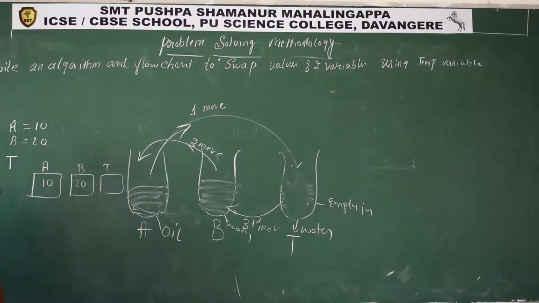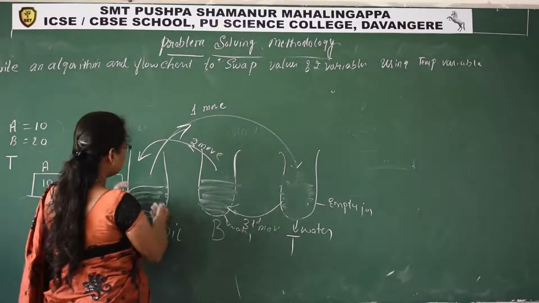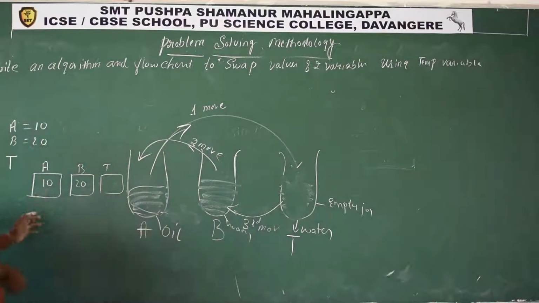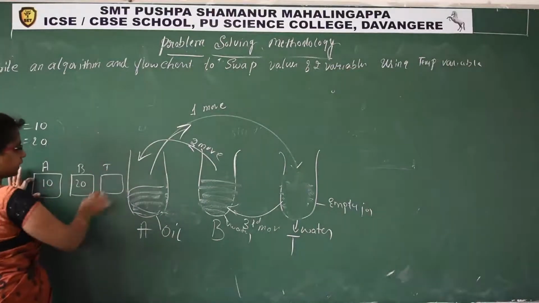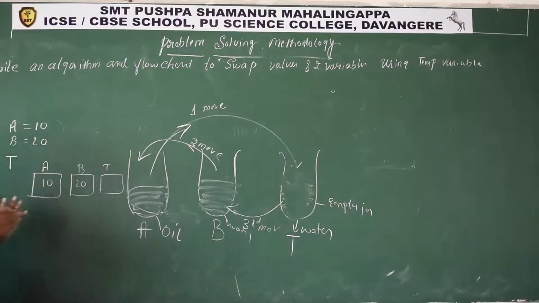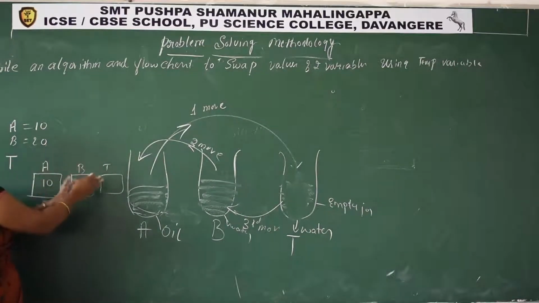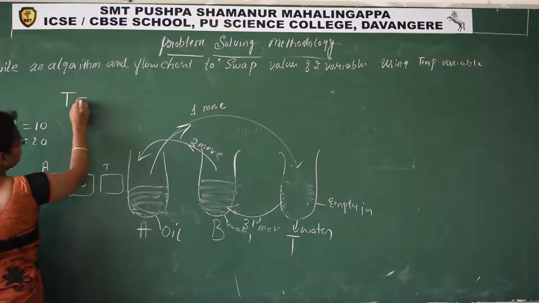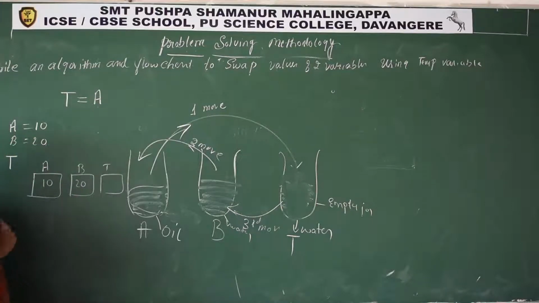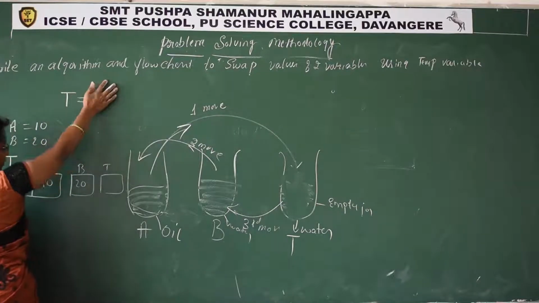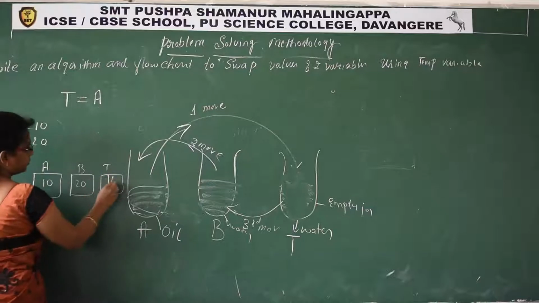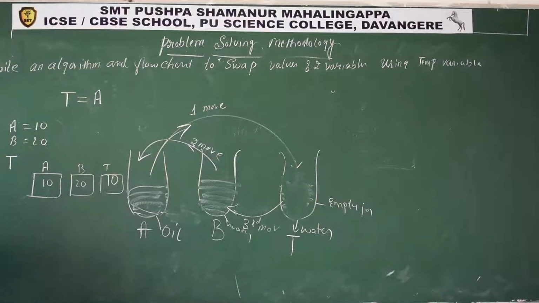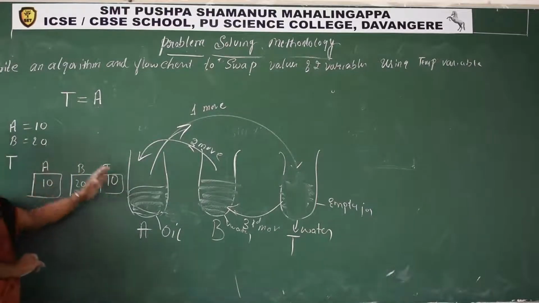Now in the first move, whichever you want you can take. Here I have taken A. The same thing I'll apply here. I'll move the content of A to T. I have to copy the value of A to T. How to write it in the algorithm? Which value goes to which variable? A value goes to T. T is equal to A, which means the value of A is copied to T, 10. It's copy paste, not cut paste.